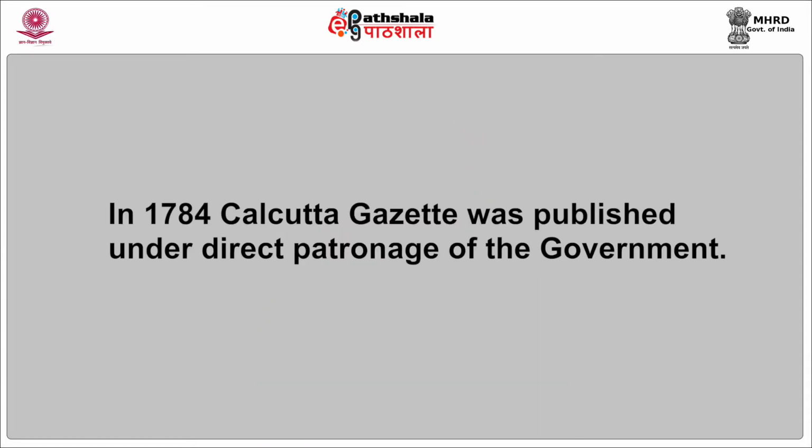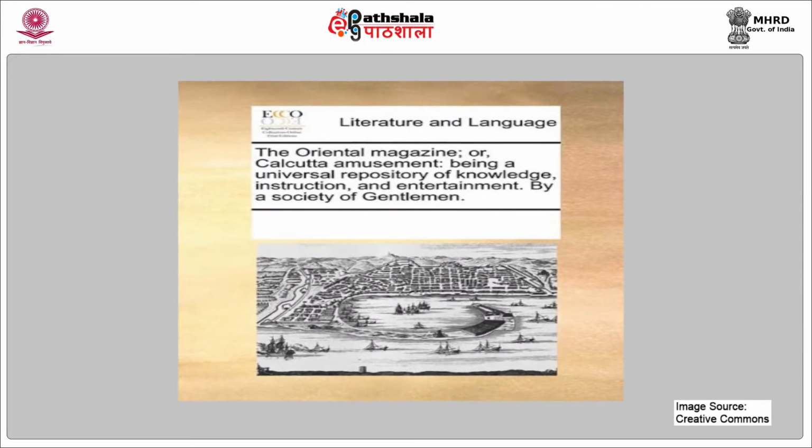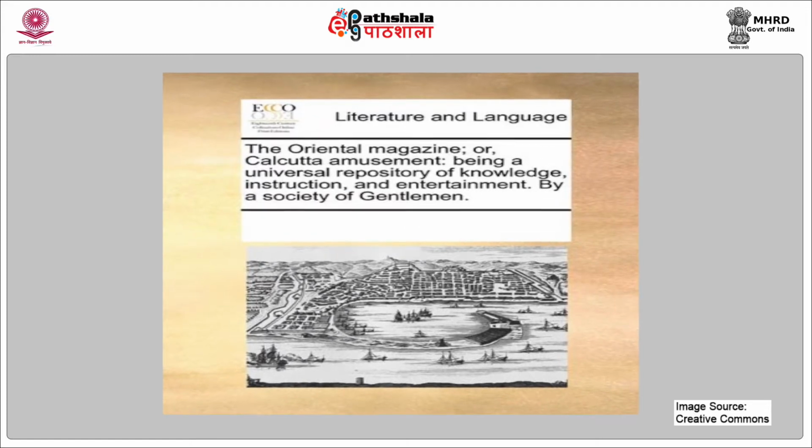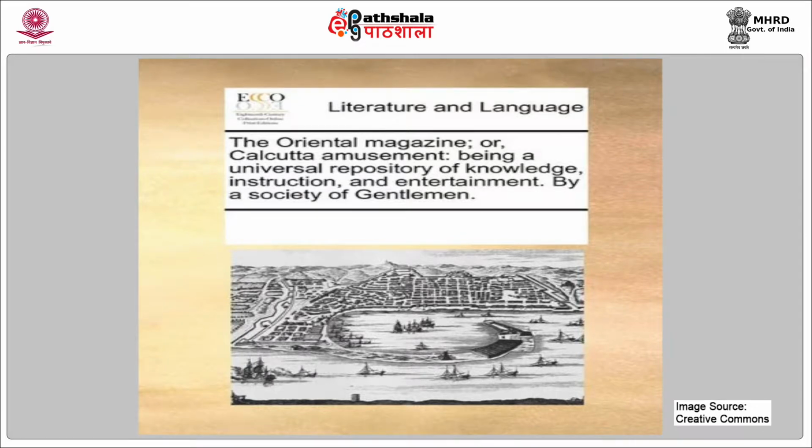In 1784, Calcutta Gazette was published under direct patronage of the government. In the following years, many publications were started: Bengal Journal and a monthly, the Oriental Magazine of Calcutta Amusement in 1785, the Calcutta Chronicle in 1786. The new editors were cautious after Hickey's example and were loyal to the company's regulations.